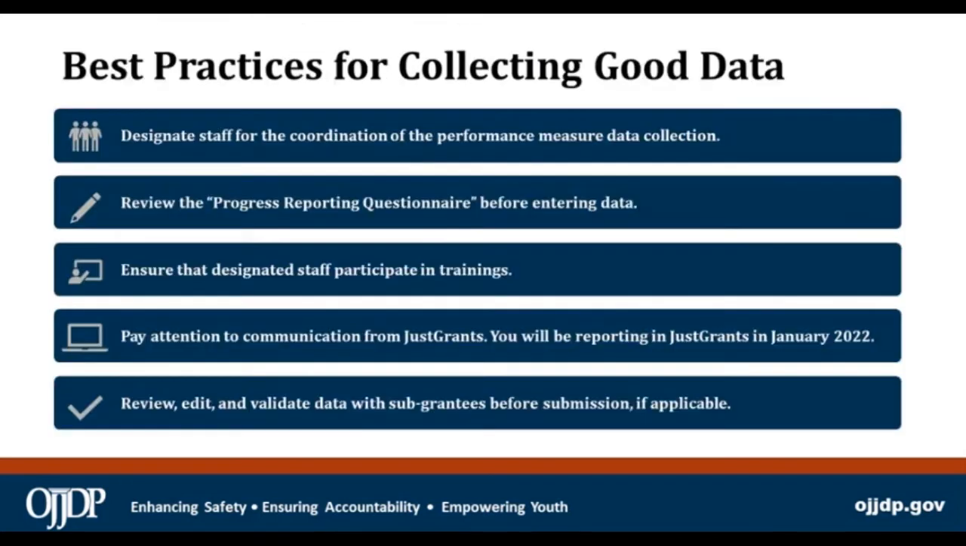And there are several best practices you can implement when collecting data for the upcoming reporting cycle. Of course, you want to be proactive in your approach. You want to designate staff for the coordination of the performance measure data collection process. You want to review the progress reporting questionnaire before entering data. You want to ensure that designated staff participate in trainings. You want to pay attention to communication from Just Grants. And lastly, if applicable, you want to review, edit, and validate data with subgrantees before reporting.